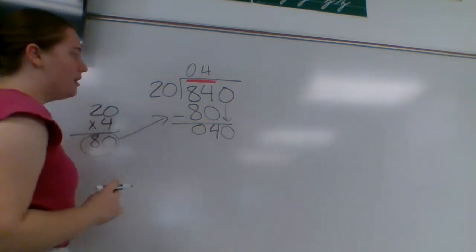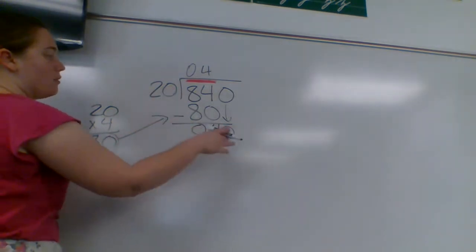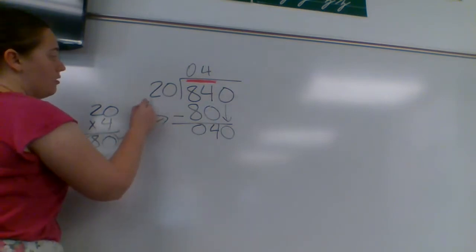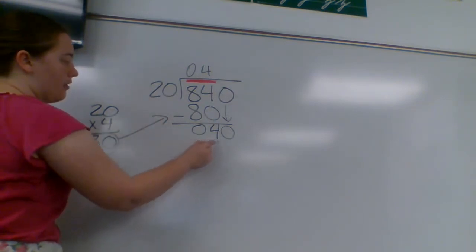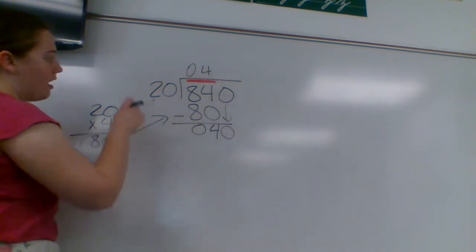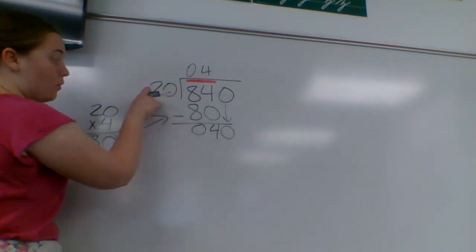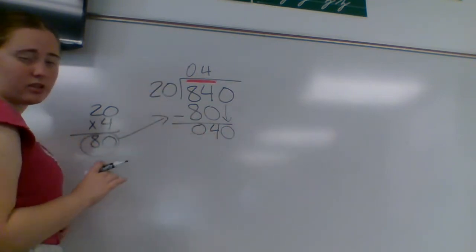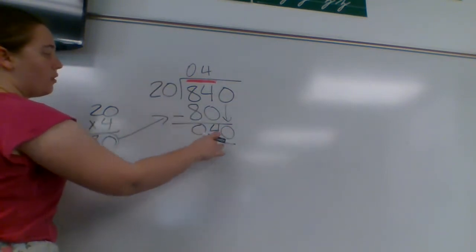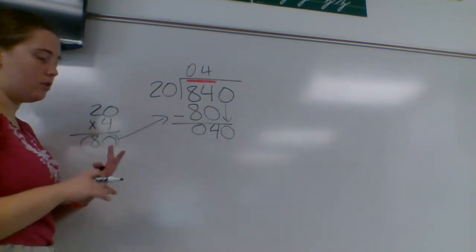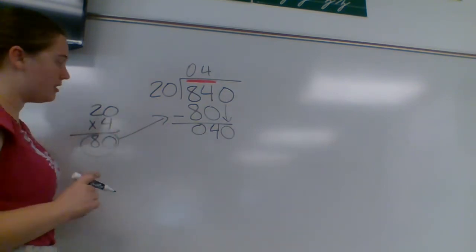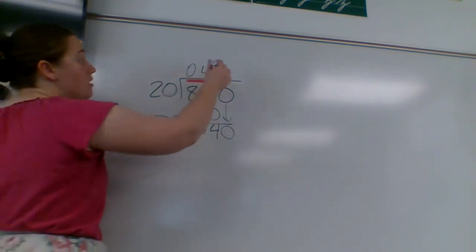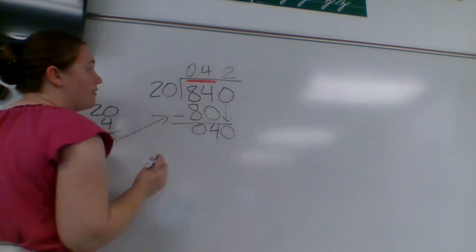So it gets brought down, and now I have 20 into 40. Well, again, I'm just going to look at this tens place right here, and this tens place right here. I'm going to look at 20 goes into 40. I'm going to think of it as 2 into 4. I'm just going to look at my tens place. 2 into 4. Well, I know 2 will go into 4 2 times. So I need to do 20 will go into 40 the same amount of times, 2. Put 2 above the 0.